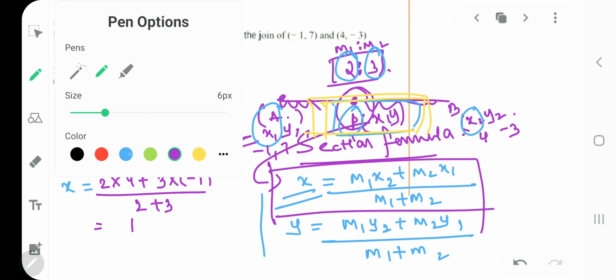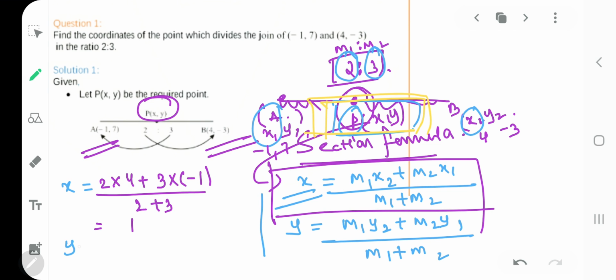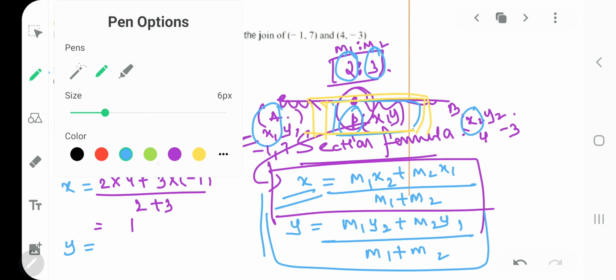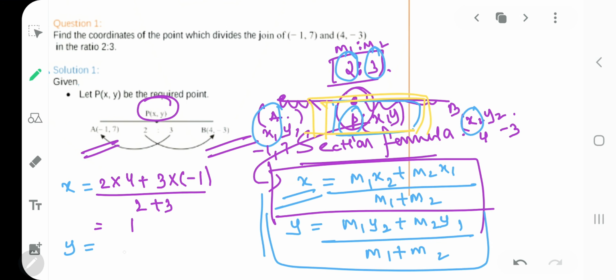Similarly, if you want to find y, the y coordinate of point P, we have to go for this formula. And it goes something like this. So for y, I'll do 2 into minus 3. Just keep on checking if I'm correct. And my answer is coming 3. So I got the coordinates of point P.